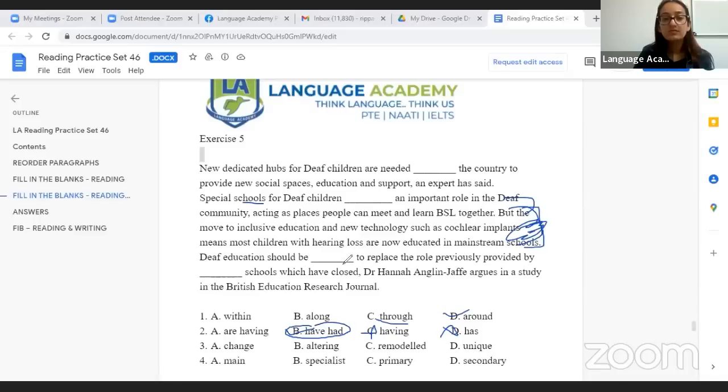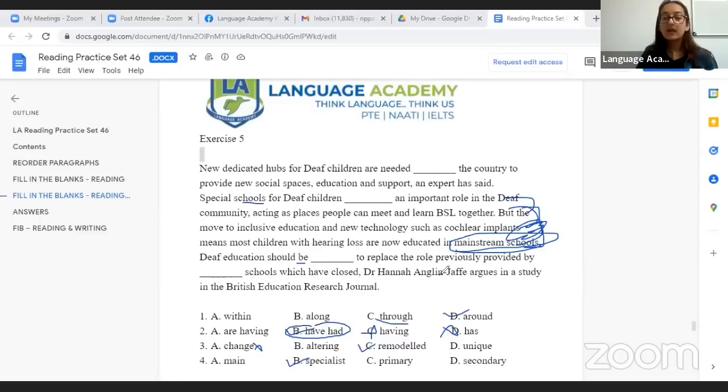Deaf education should be dash to replace the role previously provided by dash schools. So with be comes the third form of verb. Should be change is not possible. So we have only one third form. It should be remodeled to replace the role previously provided by specialist schools which have closed. So a role which is provided by specialist schools, because now they are in mainstream schools only. So they have to remodel this deaf education, because the specialist schools which earlier were there are not available now. They are closed now. So that is why it will be specialist.